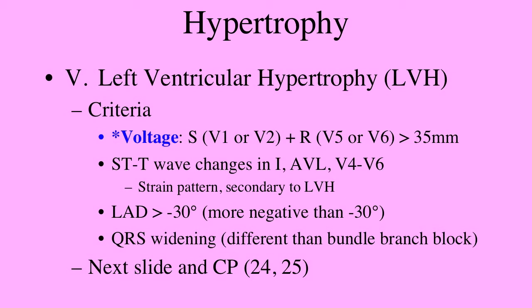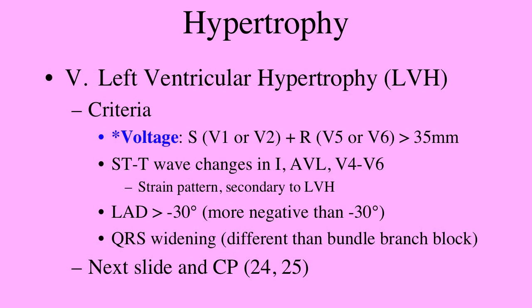You can also have left axis deviation. And this is something where earlier in the course we said that axis goes toward hypertrophy. So if you have left ventricular hypertrophy, it would be reasonable that you'd have left axis deviation. And the number you want is more than negative 30 degrees, more negative than negative 30, just to clarify.